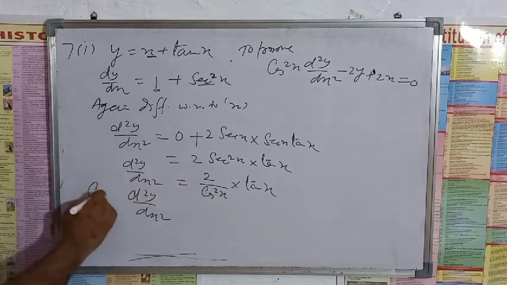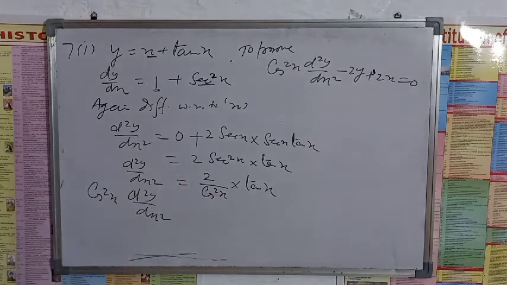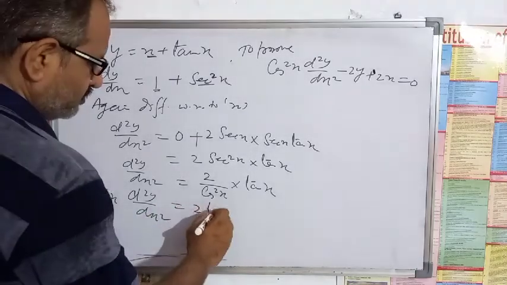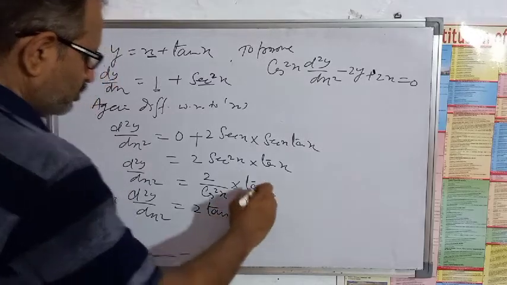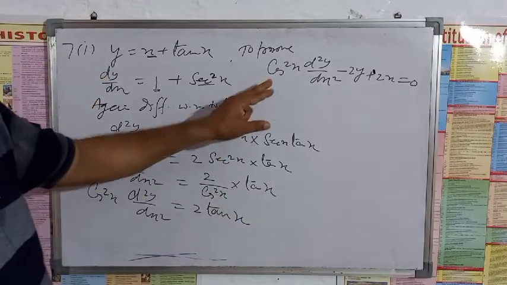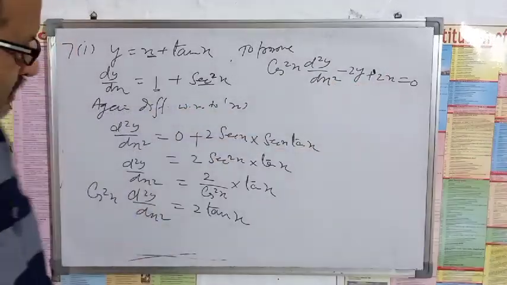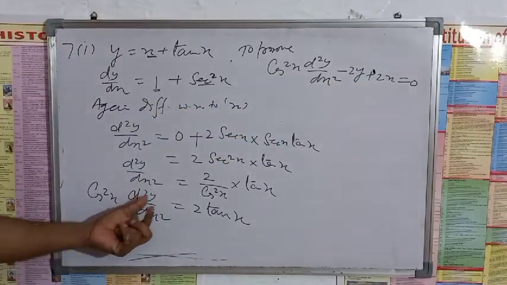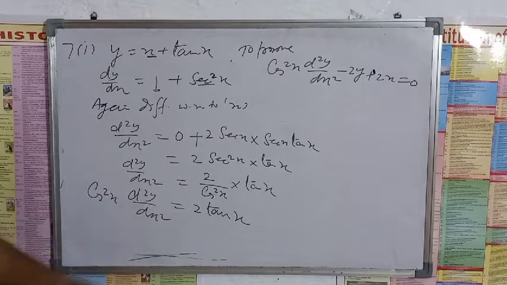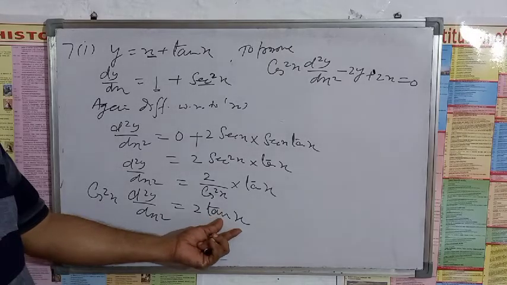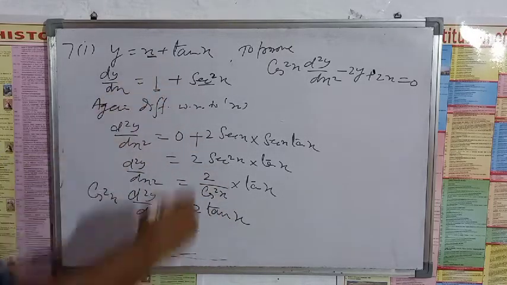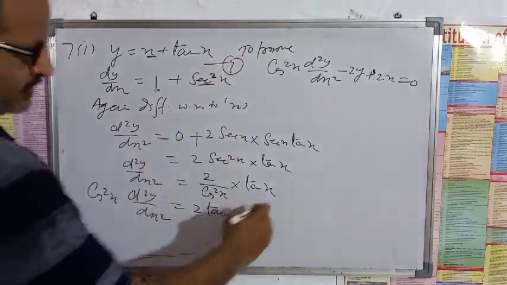Cross multiply by cos square x. So we can get cos square x into d2y by dx square is equal to 2 tan x. We have to prove cos square x d2y by dx square minus 2y plus 2x. So cos square x d2y by dx square came here. Now we will put the value of tan x from the first equation, this one.